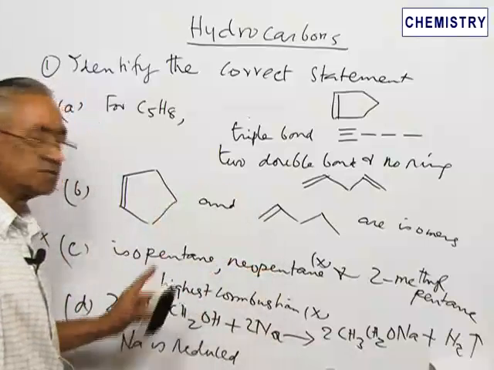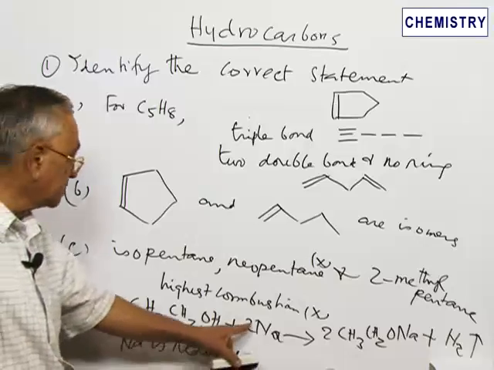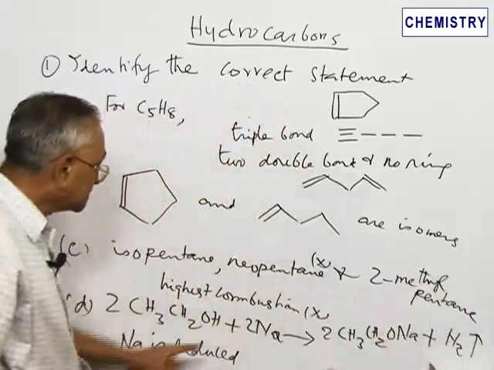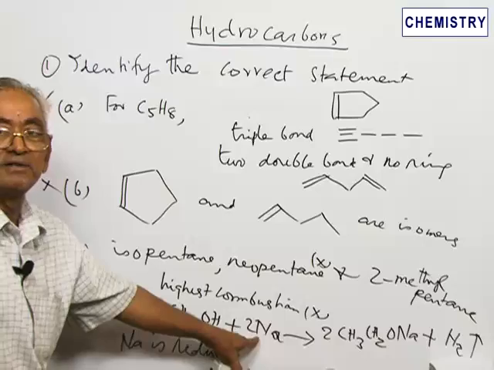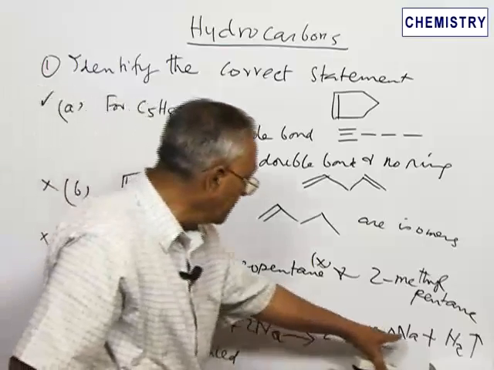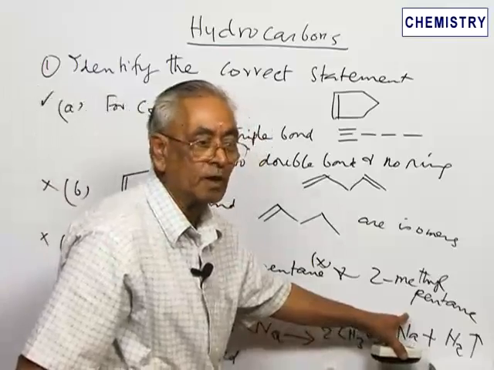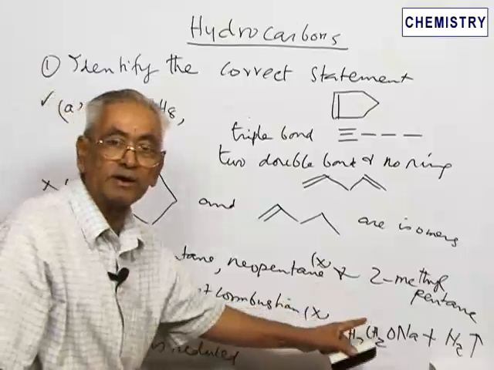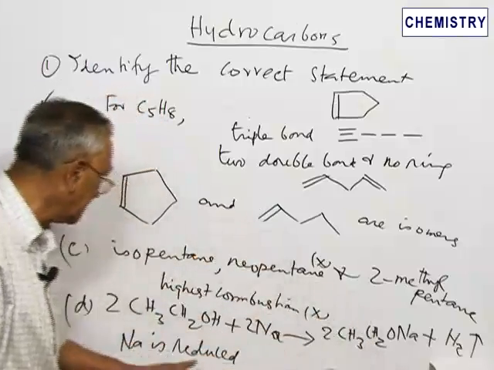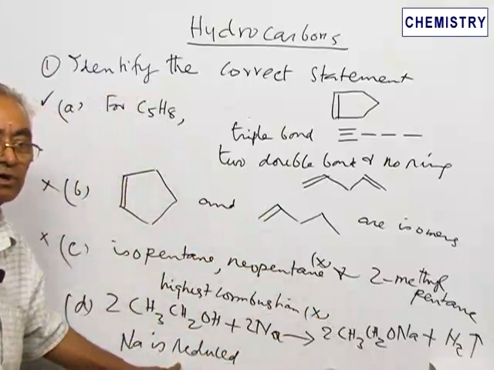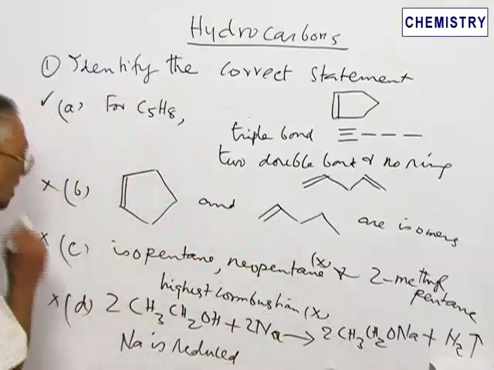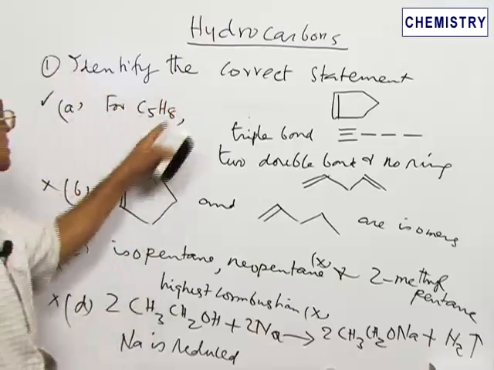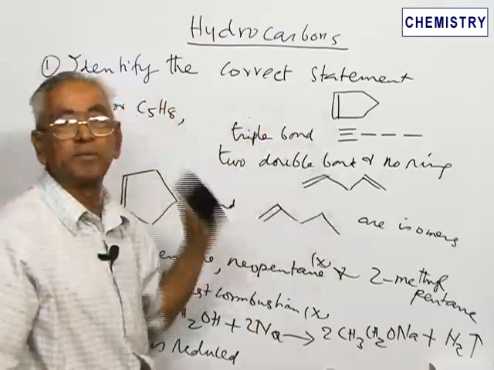The last question is very simple. When ethyl alcohol is treated with sodium metal, it gives sodium ethoxide, liberating hydrogen. The oxidation state of sodium in the elemental state is 0 and in ethoxide is +1. Therefore, the oxidation state changes from 0 to +1, so it is a process of oxidation and not reduction. What is given is that sodium is reduced. Therefore, this statement is also not correct. Among the 4 statements, only A is correct, because for the compound C5H8, the 3 possibilities can be explained.